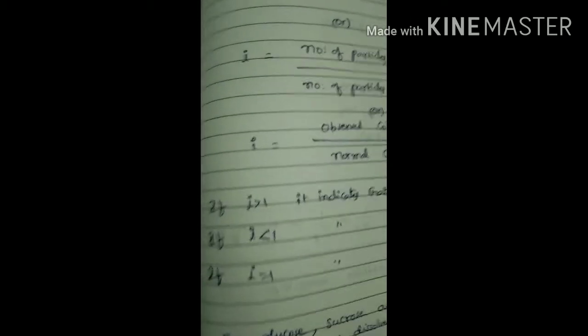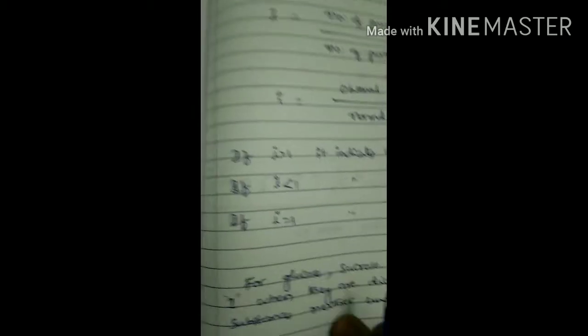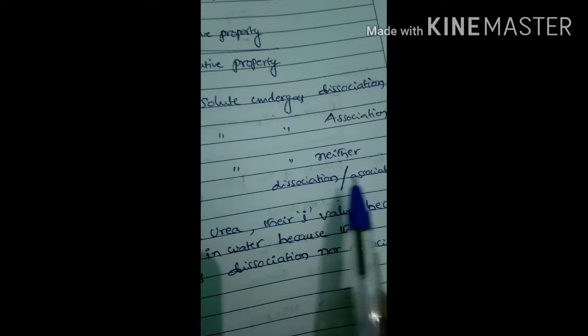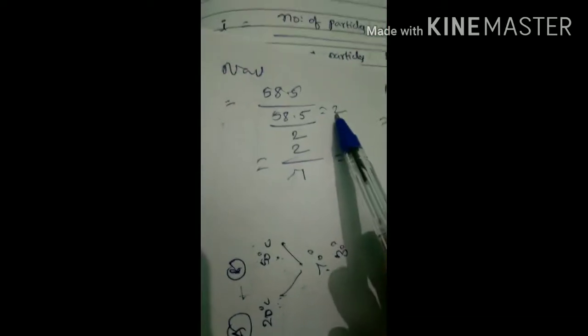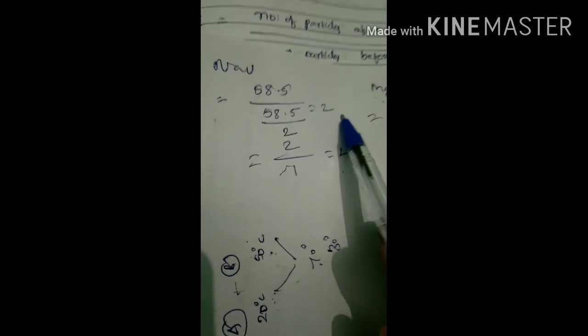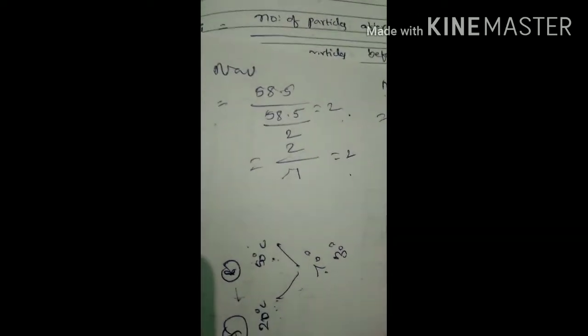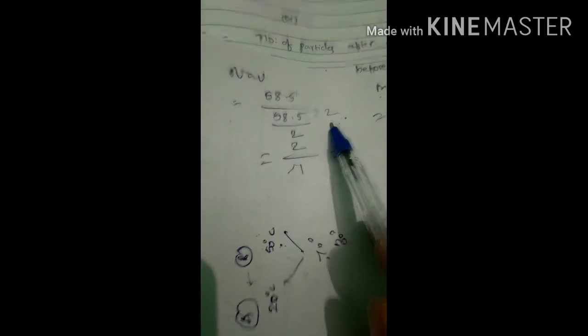Next, here some more points are there regarding the Van't Hoff factor. That is, if i value is greater than 1, it indicates that the solute undergoes dissociation. If i value is less than 1, the solute undergoes association. If i equals 1, the solute neither undergoes dissociation nor association. For example, take the same example, NaCl. Here in this case, the i value is 2. We have discussed just now how it is 2. That means here the i value is greater than 1. So this indicates that NaCl undergoes dissociation.